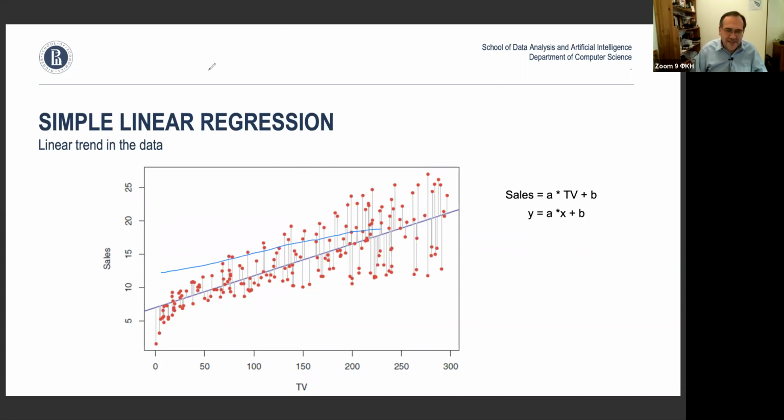Just give me 1 second and take a look at this. Sorry.